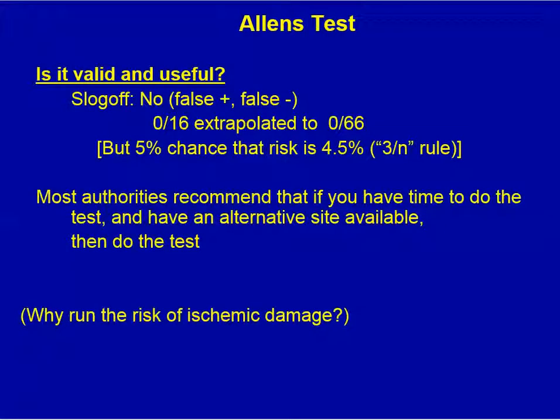The Allen's test is designed to assess collateral flow around the radial artery. Generally, since we commonly place radial arteries, it's to determine if the ulnar artery is adequately perfusing the hand. If there's poor collateral, there's a theoretic increased risk of ischemia of the hand.